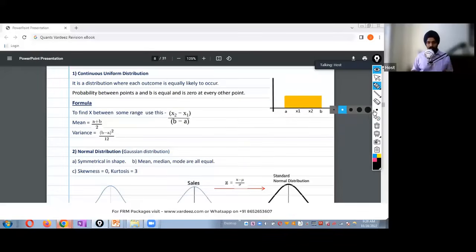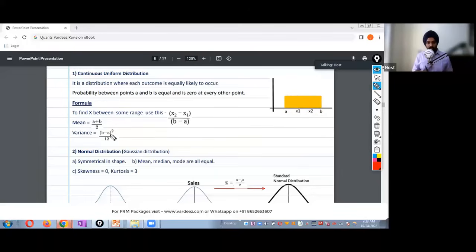Out of all the distributions, this is a very simplistic one. All we are doing is using this particular formula, and we can find any value within this range, even though it's a continuous distribution. Talking about the mean and the variance, the mean is very simple. It's the simple average, the center point. Formally, it's a plus b divided by 2, and you get your mean, mu.